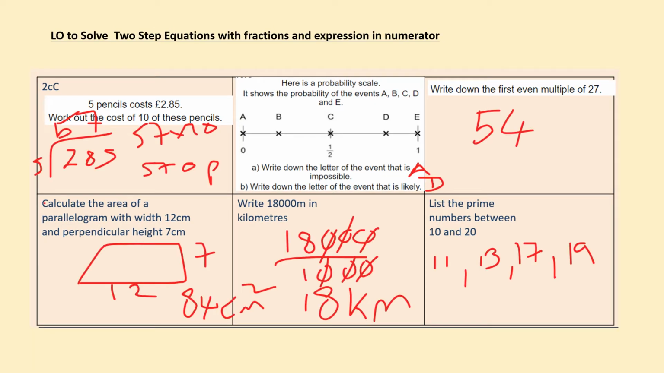Okay, here are the answers. So 5 pencils cost £2.85. Well, it's asking for 10, so all you needed to do was multiply that by 2. So 570 pence or £5.70.